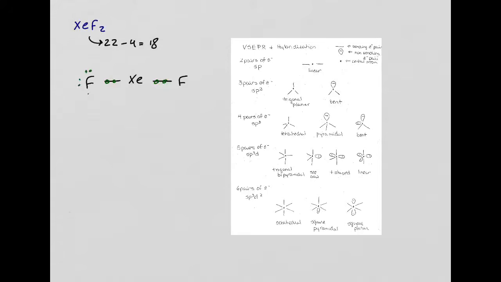Fluorine is not happy, it has 2, it needs 6 more to have 8. 1, 2, 3, 4, 5, 6. Okay, so how many did I put down? I put down 12. So 18 minus 12, that means 6 electrons are left over. This is happy, this is happy.